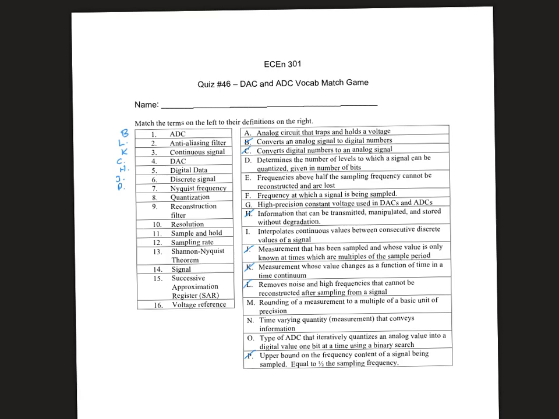Quantization refers to rounding of a measurement to a multiple of a basic unit of precision. A reconstruction filter interpolates continuous values between consecutive discrete values. The resolution determines the number of levels to which a signal can be quantized given a number of bits.